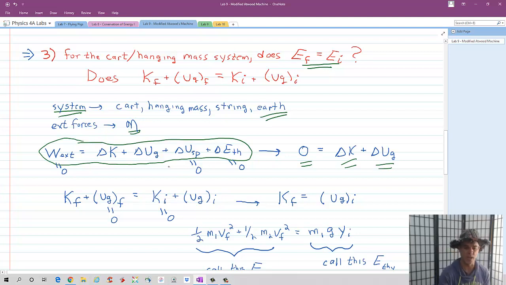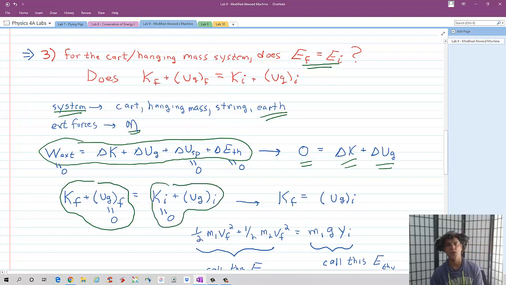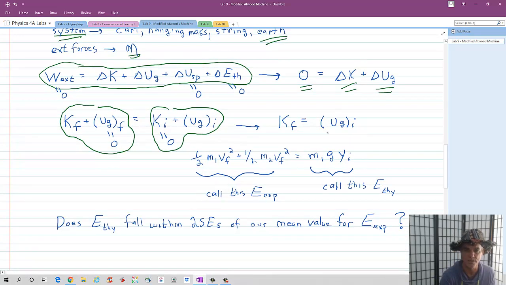Or if I write this another way, the kinetic plus potential at the end should equal the kinetic plus potential at the beginning. Well, this cart and hanging mass are both starting from rest, so they have no kinetic energy to begin with. And the cart ends up at the ground where I'm defining y equals 0, so it doesn't have any potential energy to end with. And so in essence, we're looking at, does the final kinetic energy of the system, which is the cart and the mass, we're assuming the earth doesn't move very much, equal the initial gravitational potential energy of the hanging mass?